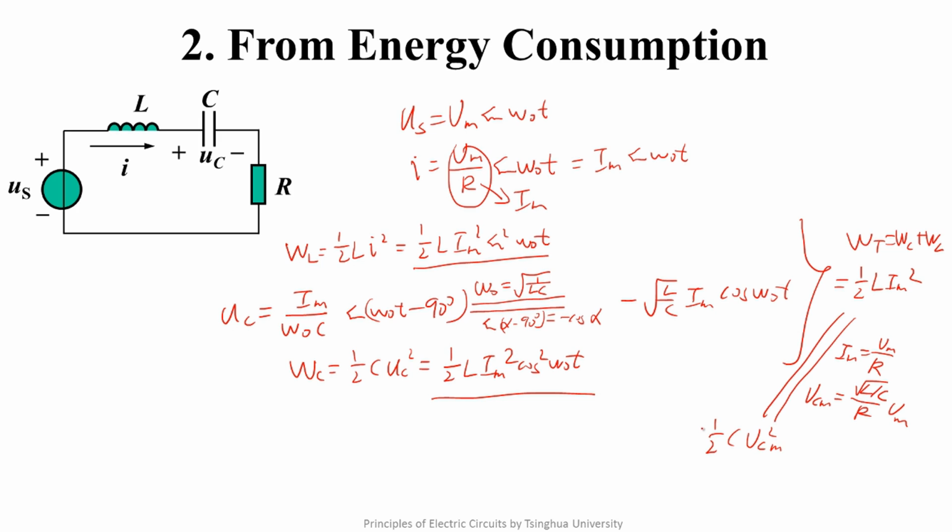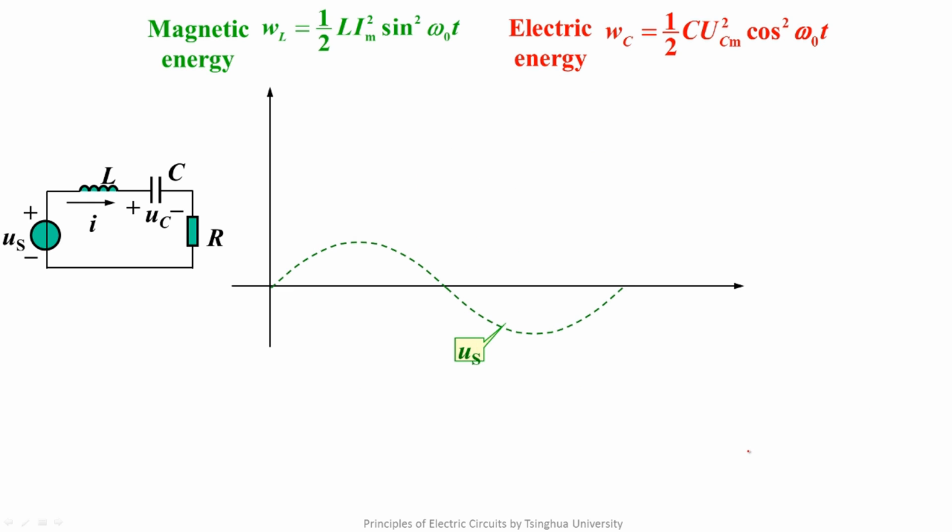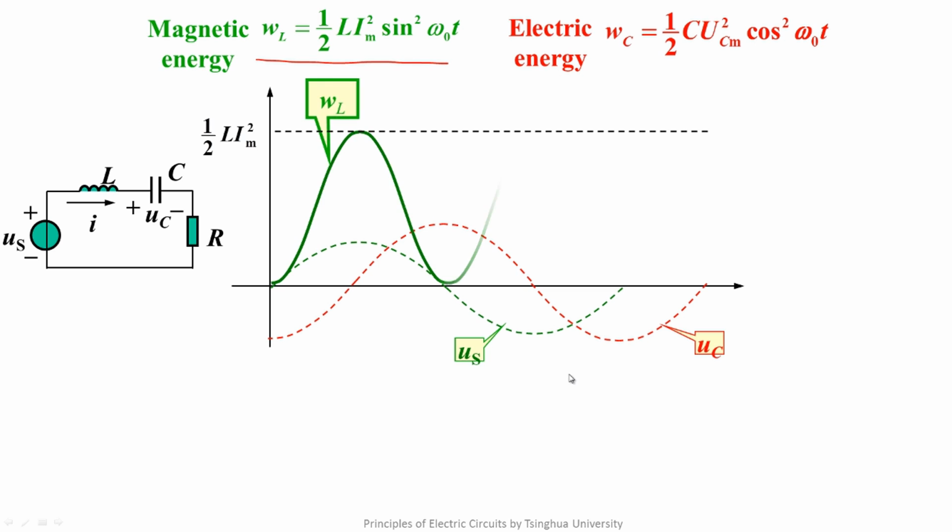Next, let's draw the waveforms of the magnetic field energy, the electric field energy, and the electromagnetic field energy of the whole circuit. Suppose the initial phase angle of the voltage source is 0, so the initial phase angle of the current is also 0. The capacitor's voltage lags the current 90 degrees. From the expression of the magnetic energy in the inductor, we can get this. The magnetic energy is a function changing with twice the frequency and is always larger than 0.